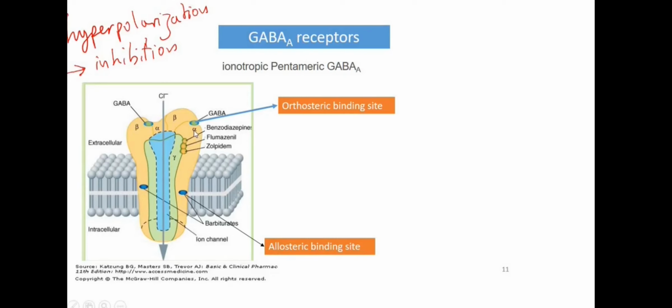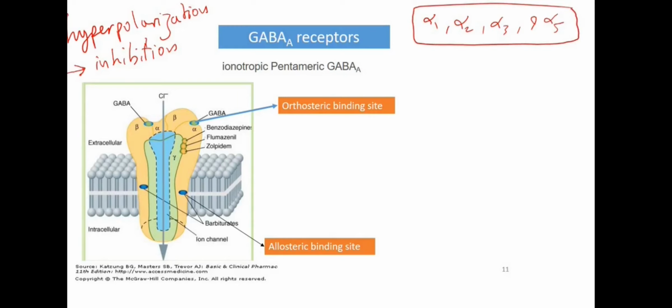I have to say here that the alpha subunit is a protein. In alpha subunits, there are different types: alpha 1, alpha 2, alpha 3, and alpha 5. This is what we have to know. How do these alpha subtypes differ from each other? They differ in structure, function, and location, of course.